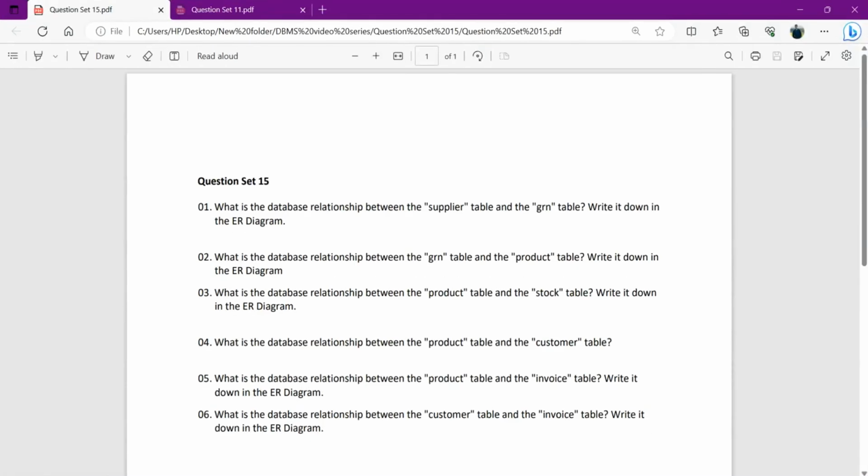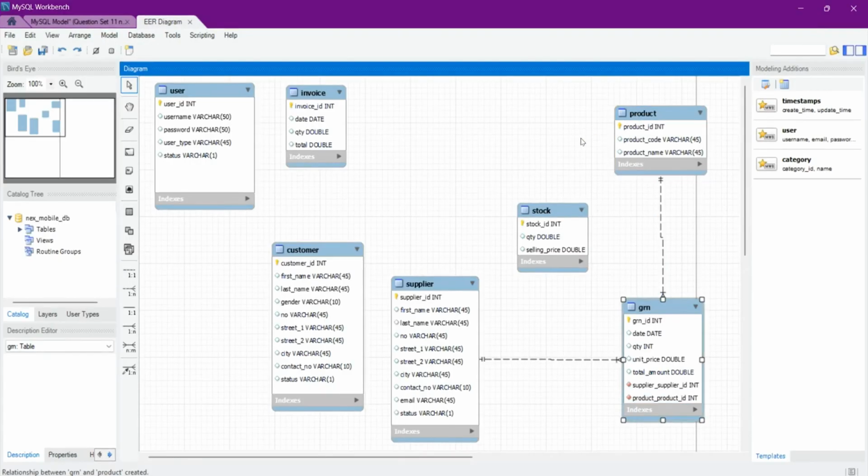So let's go to the third question. What is the database relationship between the product table and the stock table? Write it down in the ER diagram. This is our product table and this is our stock table. It also forms a one-to-many relationship. In the view of a stock, there can only be one product, but for a particular product there can be many stocks. So stock is the many side and product is the one side. Between these two tables, a one-to-many relationship is formed.